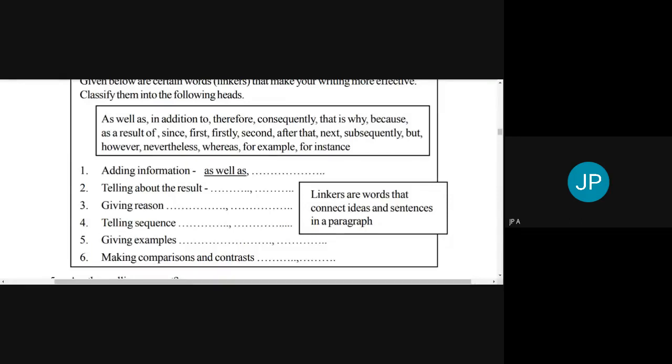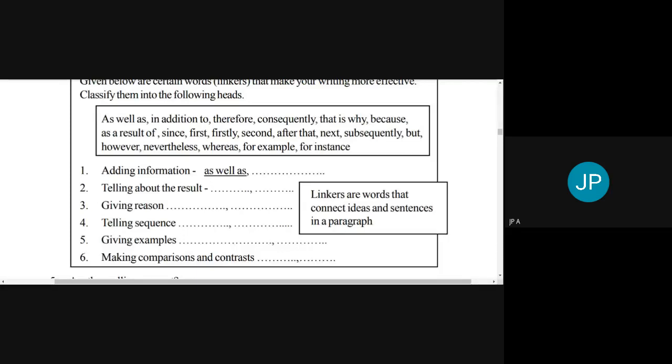You can also use two sentences like this. So the idea in the first sentence is connected to the idea in the second sentence. It is not required that you write a single sentence. You can also write two sentences. So the linker, that is why, connects the idea in the second sentence to the first. Buses were not operating. That is why I was late.